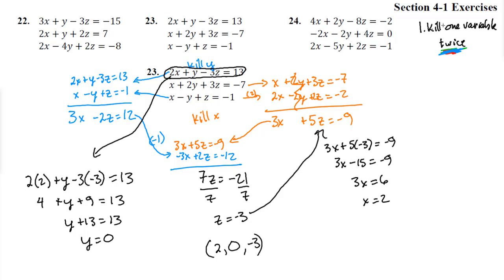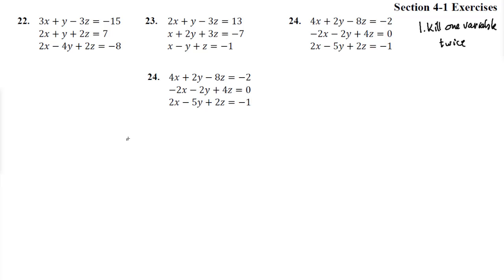Notice it all starts by killing off that one variable twice, sets us up with a system of equations with two variables where we get rid of one variable and we're down to being able to solve it. Number 24, here we have our system of equations, 3 equations, 3 variables.